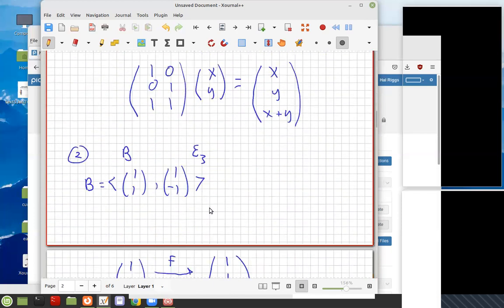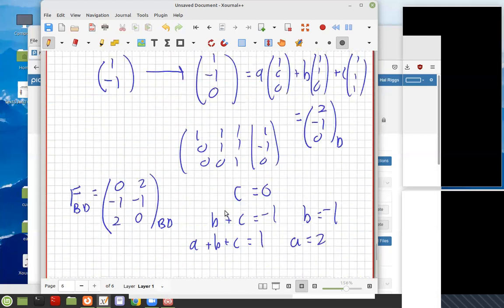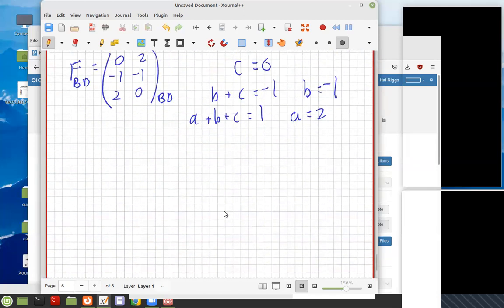Okay, that's the whole story about finding, so the game is, given a map, by one means or another, find the matrix that represents that map.